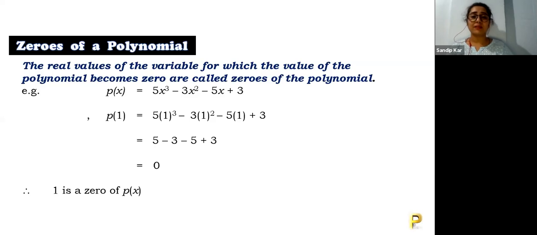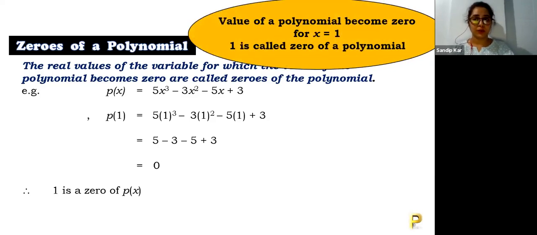So, what is the value of the polynomial in this question? The value of the polynomial in this question is 0. Therefore, 1 is considered to be the 0 of the polynomial. So, if we get the answer as 0, the number through which we got the 0 is considered to be the 0 of the polynomial. So, here 1 is a 0 of the polynomial.